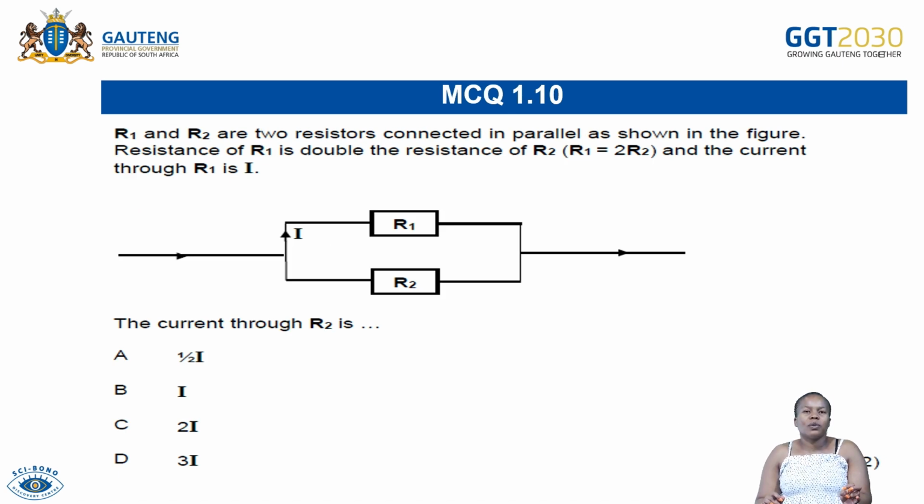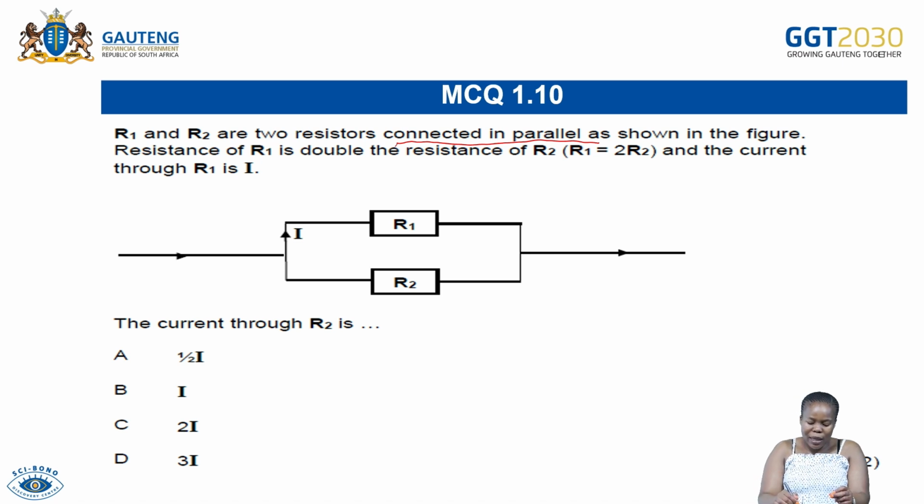Let's look at the last one, multiple choice question 1.10. They say R1 and R2 are two resistors that are connected in parallel. Very important, because the way they are connected tells us how we can calculate the resistance, how we can find the current, and how we can find the potential difference. As shown in the figure, they go on to say the resistance of R1 is double the resistance of R2.